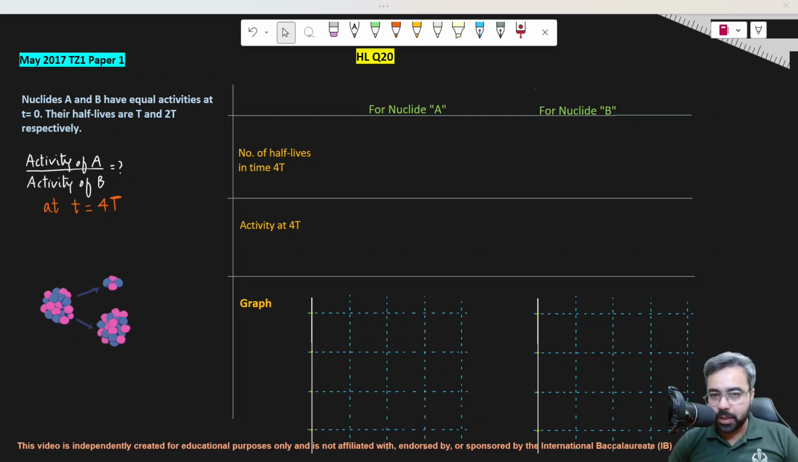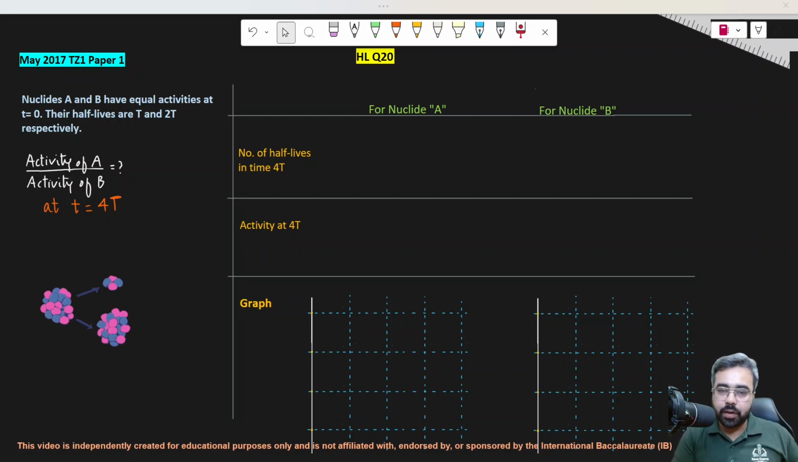First of all, let us understand what radioactive activity is. Radioactive activity is the rate at which a radioactive nuclide, which is unstable, decays: how fast or how slow that radioactive nuclide decays.